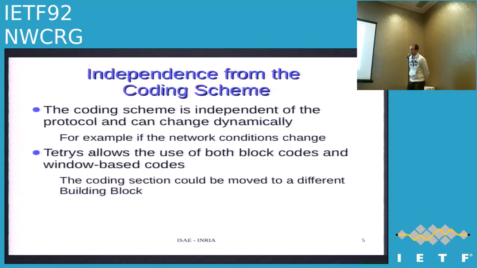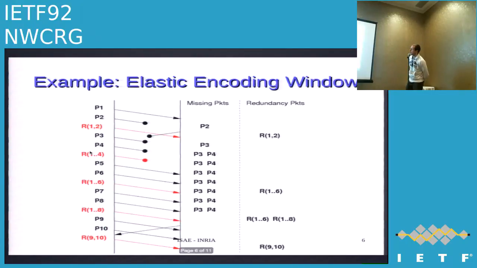Next slide. So, as you may know, with Tetris you can create coded packets. The coding scheme is independent of the protocol and can change dynamically. For example, when the network conditions change, you can change the code. With Tetris, you can use block codes and also window-based codes, and this part could be separated into different documents for building blocks. Next slide. So here is an example of how Tetris works in an end-to-end case. We have some source packets containing some source symbols in black.